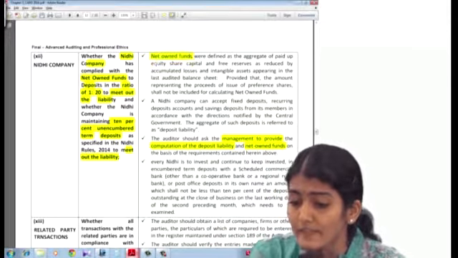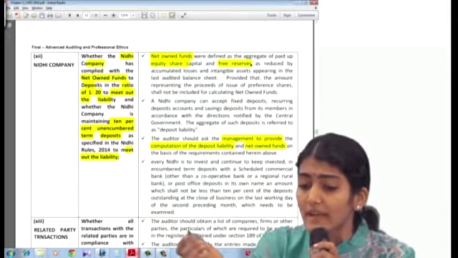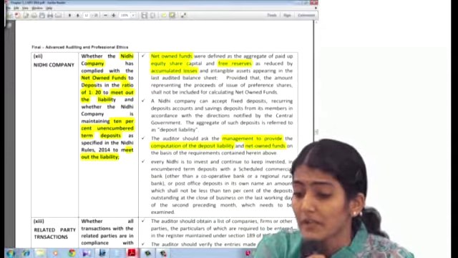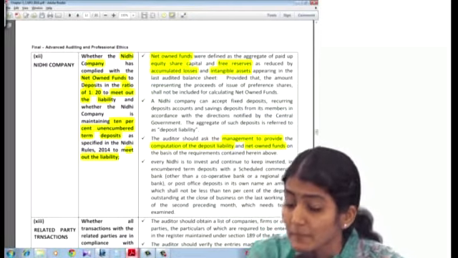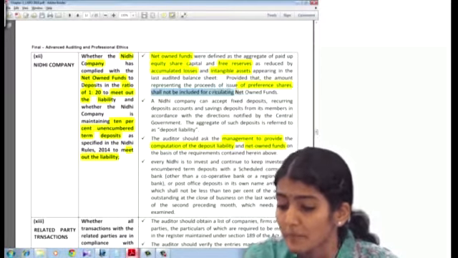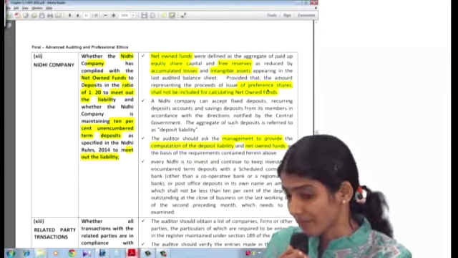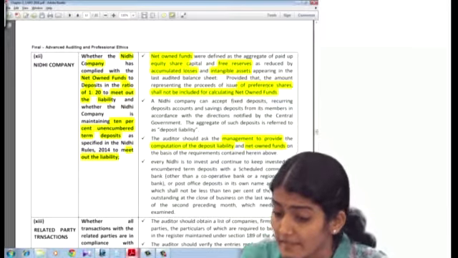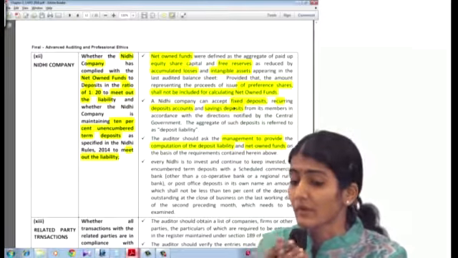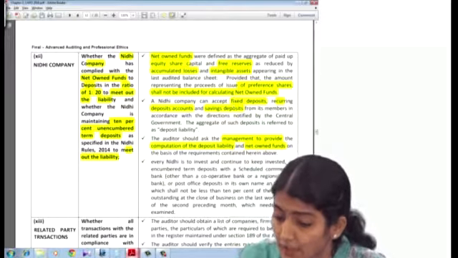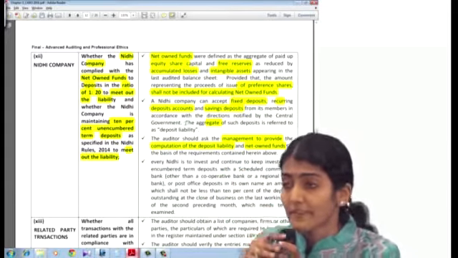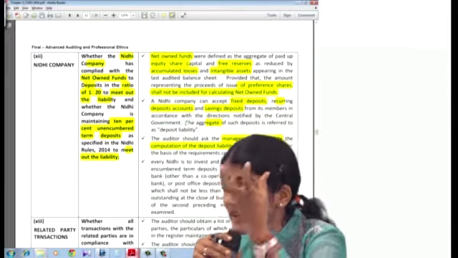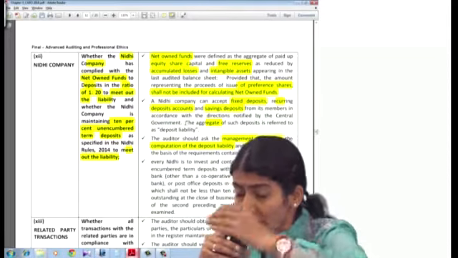Then what do they say? Net owned funds means equity share capital and free reserves as reduced by accumulated losses and intangible assets. The proceeds of preference shares should not be included in the net owned funds. Then a Nidhi can accept fixed deposits, recurring deposits, and savings deposits from its members in accordance with the directions. The aggregate of all such deposits will be the deposit liability. So first, they have explained what is included in net owned funds. Second, what is included in deposits. What does it say?